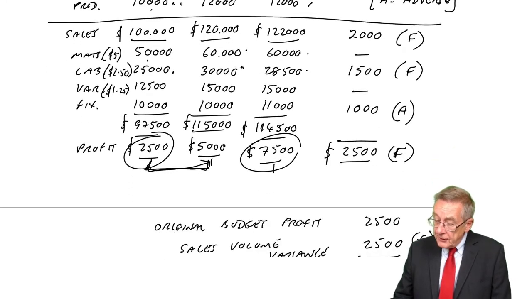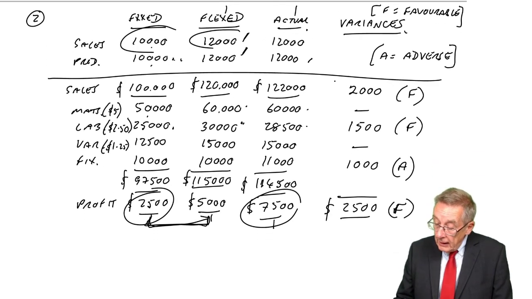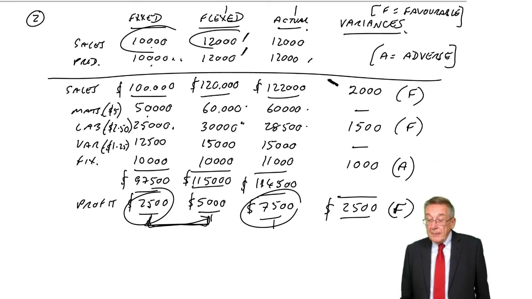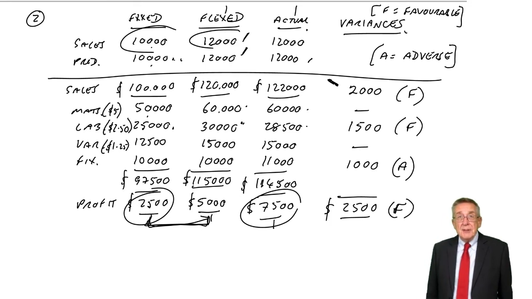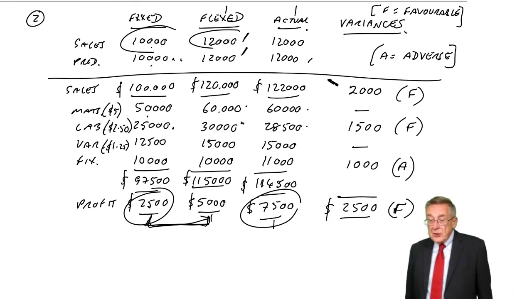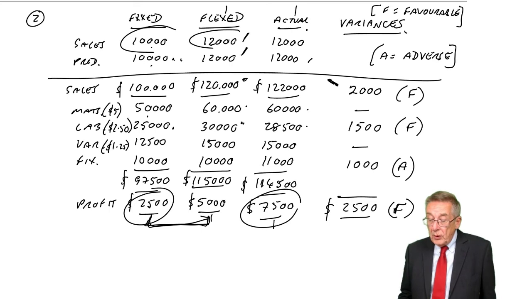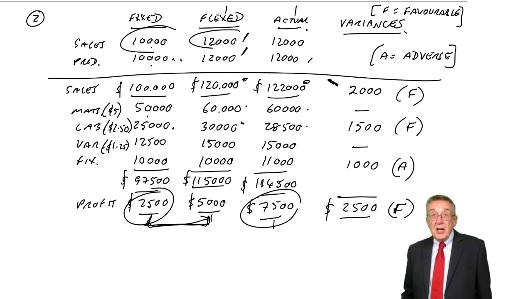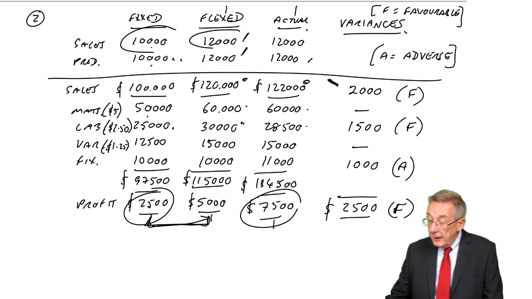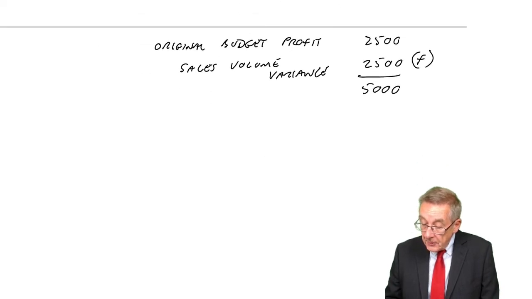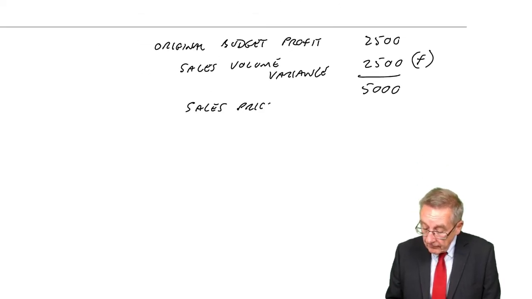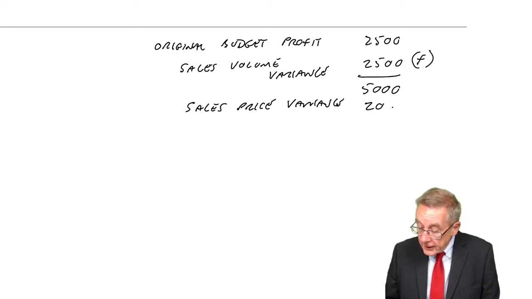Well, we've got there a list of what happened. One reason we got more is because we charged a higher price. We should have been charging $10 a unit and got 120. We must have charged a higher price to get 122. We say we have a sales price variance. It gave us an extra 2,000.